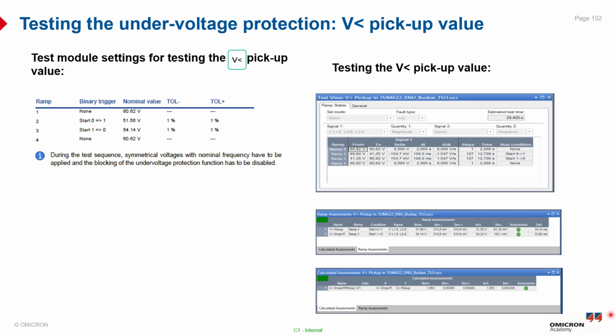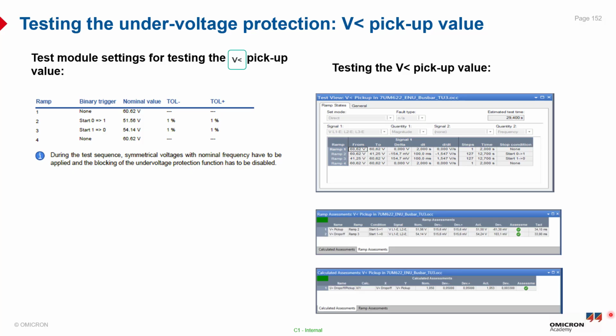Here is how to test the undervoltage protection pickup value, also by using the ramping module, in the same way. When testing the undervoltage protection or V under function, the goal is to verify that the relay accurately detects and operates at the set undervoltage pickup value. This test can be carried out using the Test Universe ramping module by gradually reducing the voltage until the relay picks up as expected.